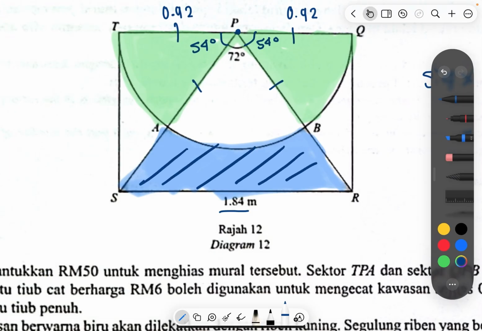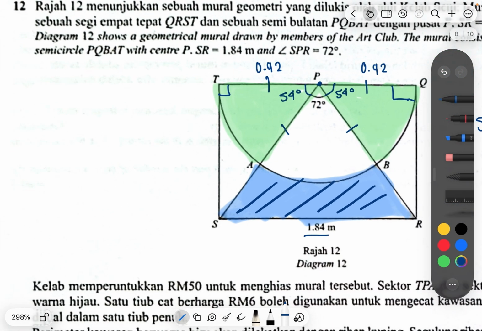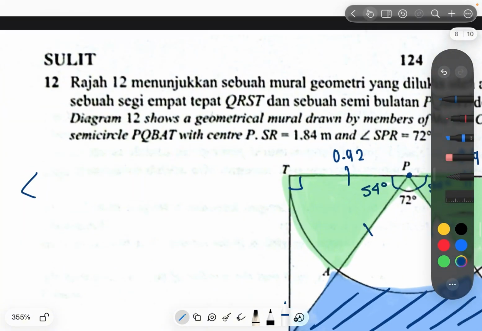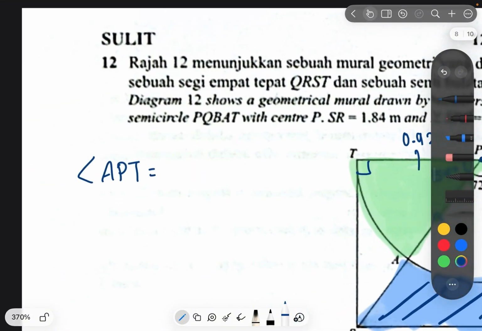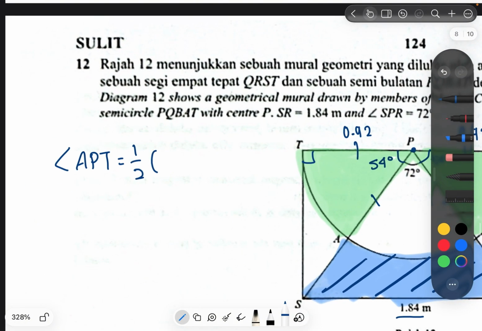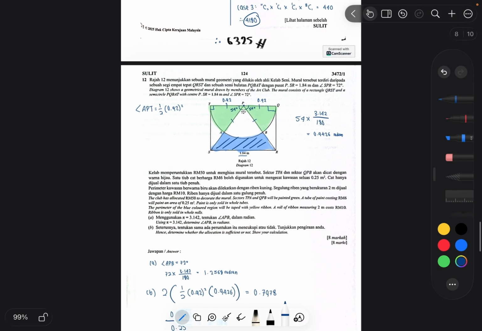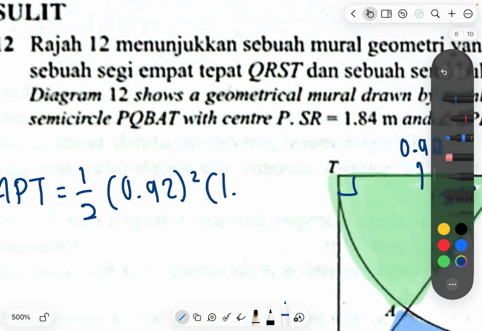So how do we find that? We can take this right angle triangle, minus the area of the rectangle, minus the sector. So area of sector APT is equal to 1 over 2 r squared theta, 0.92 squared. What was the radian just now? 1.2568. So you get 1 over 2 times 0.92 squared times 1.2568.